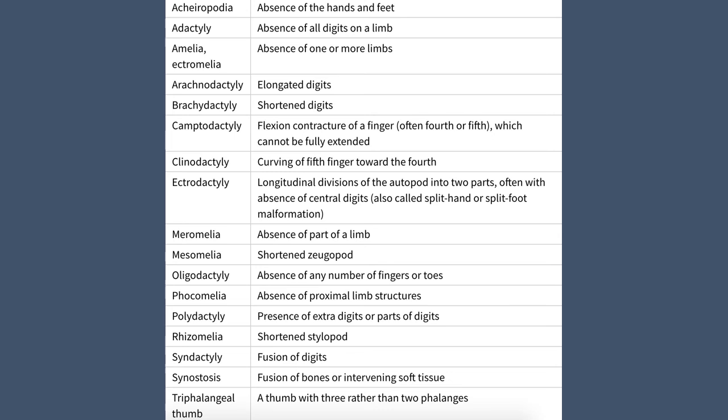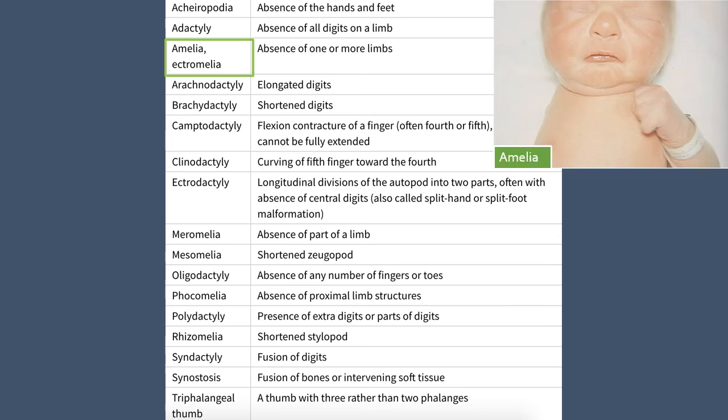Okay, so a couple things first. Amelia is just a missing limb, and in this case, this baby is missing the right arm. So you can actually be missing an entire limb, which would essentially be a failure of the limb bud to develop at all.